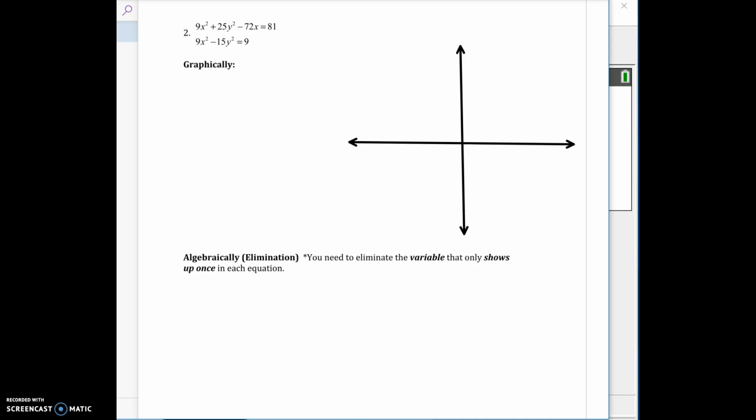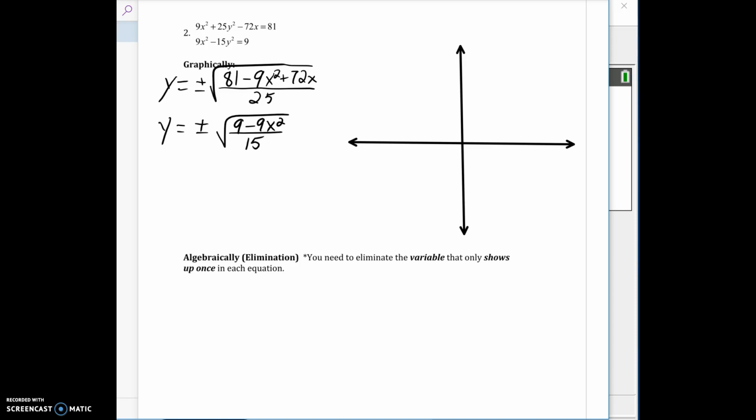Okay, so if I solve both of these, I'm going to just skip to the end result. We get plus or minus the square root of 81 minus 9x squared plus 72x over 25. And then y is plus or minus, this one's a little easier, 9 minus 9x squared over 15.